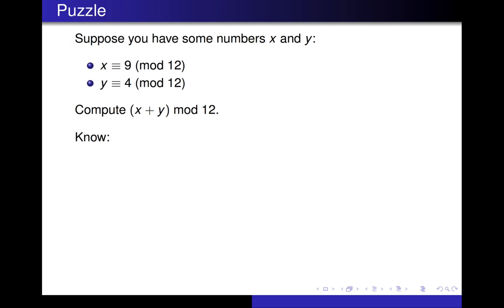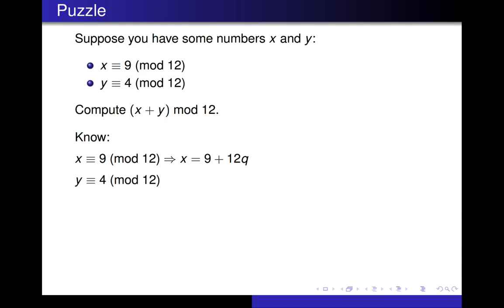So here's what we know. We know that x is congruent to 9 mod 12. Well, what does that mean? Well, the definition of congruence says that x is equal to 9 plus 12q, where q is some whole number, some integer, right? x and 9 are either the same number or they may be off by a certain number of weeks. In this case, a week means 12 days.